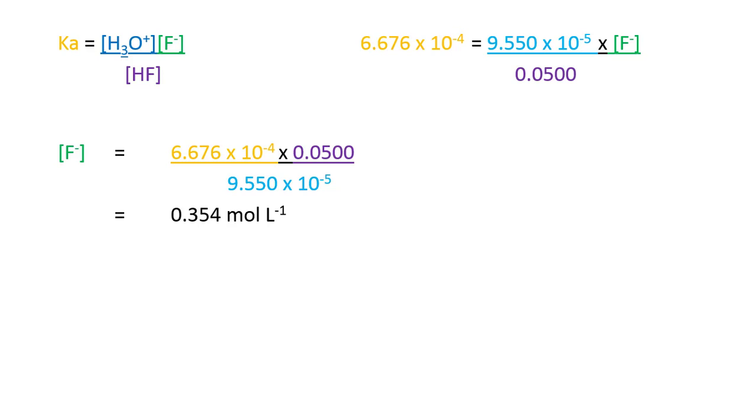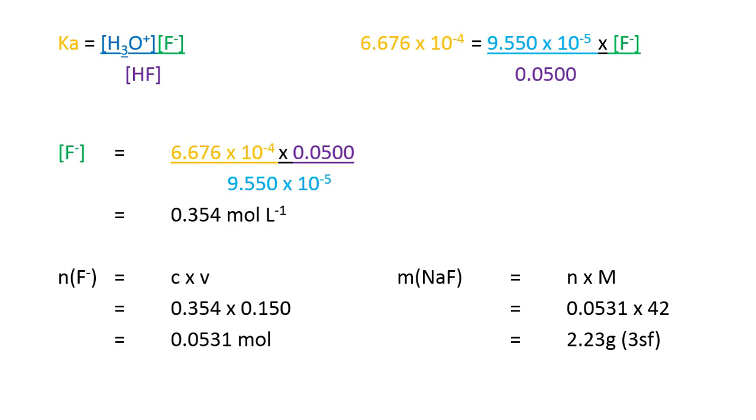So I've got the concentration of fluoride ions now, but in the problem it asks me for the mass of sodium fluoride. So what I need to do is work out the number of moles of fluoride ions in the solution, and I can do that by using the formula concentration times volume, and I work out that the number of moles is 0.0531 mole. And then from that I can get the mass that I needed to add to make the buffer solution. So mass is number of moles times the molar mass, and I get 2.3 grams to 3 significant figures as my final answer.